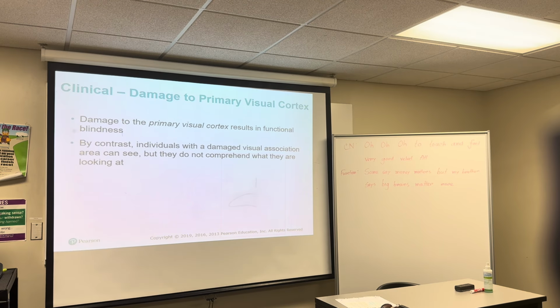So now if you have damage to the primary visual cortex, it results in functional blindness, right? So now let's talk about it. If you do not have the primary visual cortex damaged, you can still see. What if you have damage in the visual association area? You can probably see things, but you cannot interpret what you see, right?